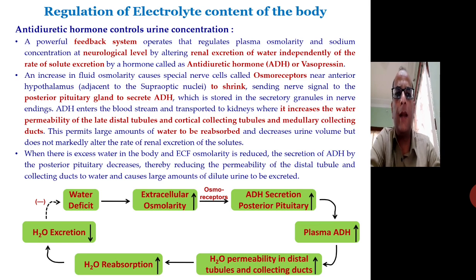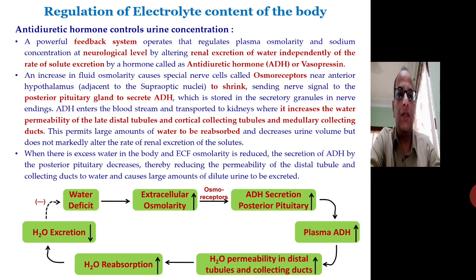A powerful feedback system operates to regulate plasma osmolarity and sodium concentration, by altering renal excretion of water independently of the rate of solute excretion, through the hormone called antidiuretic hormone or vasopressin. An increase in fluid osmolarity causes special nerve cells called osmoreceptors, near the anterior hypothalamus, adjacent to the supraoptic nuclei, to shrink. They send nerve signals to the posterior pituitary gland to secrete ADH, which is stored in secretory granules in the nerve endings.